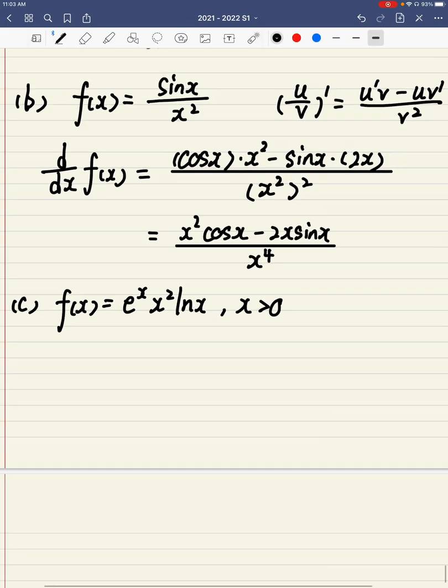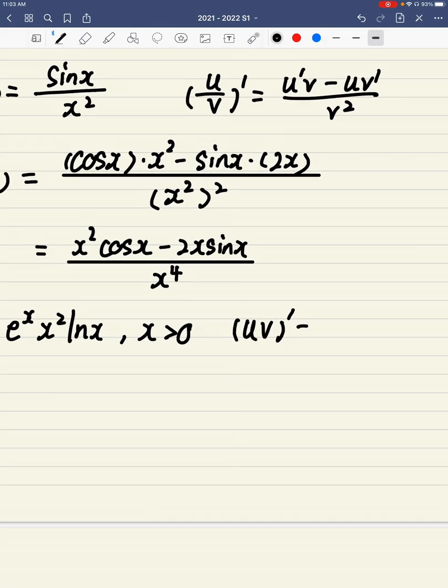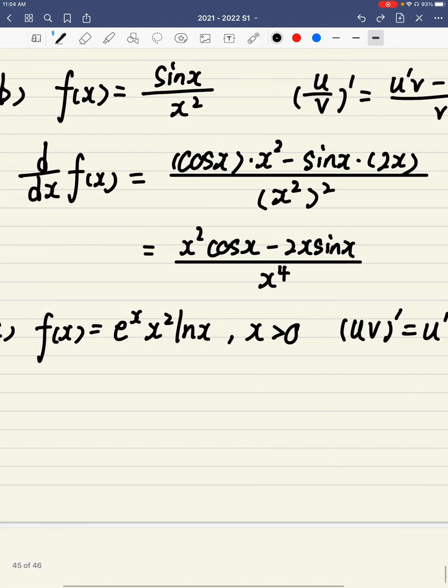So what is the product rule, by the way? The derivative of u times v is u's derivative times v plus u times v's derivative. This is the product rule. Okay, it's designed for a 2-part product, but here we have 3 parts. So you're going to use it twice.